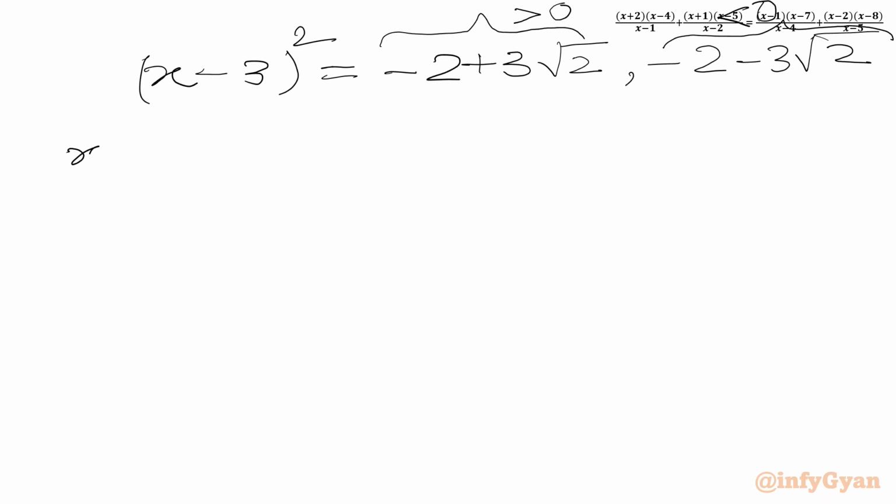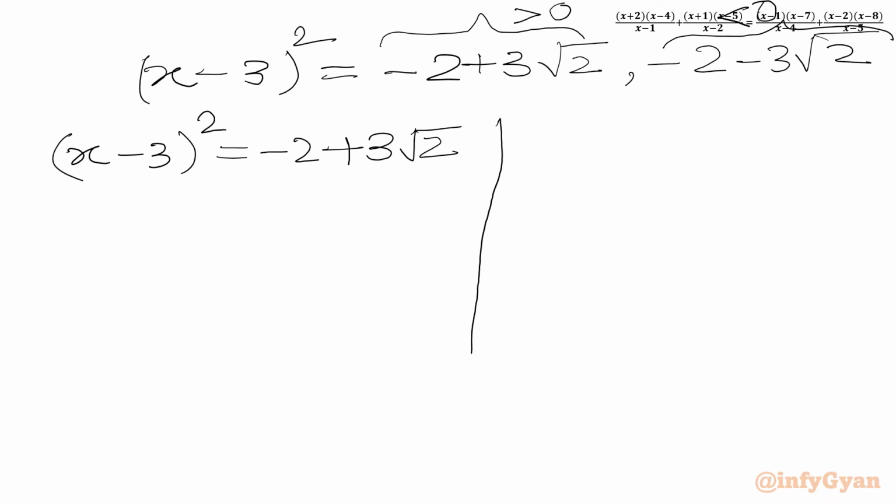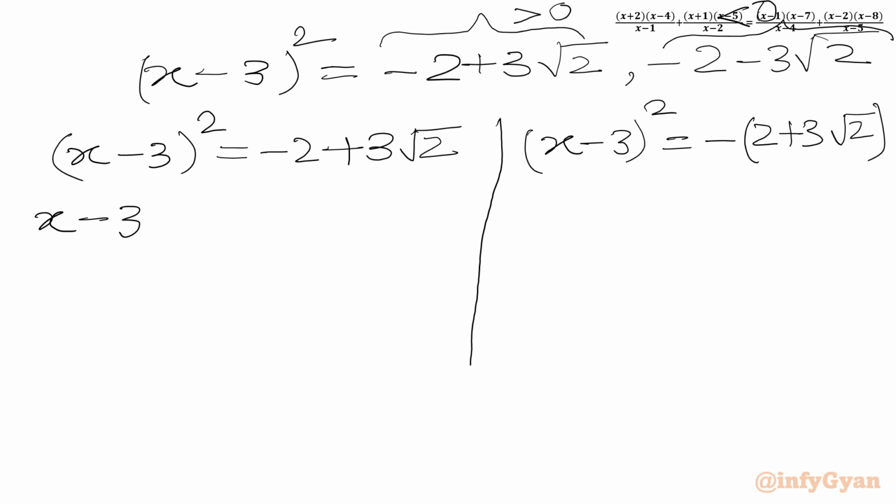So I will write here two equations. (X minus 3) whole square equal to minus 2 plus 3 root 2. And the second equation we can write (x minus 3) whole square equal to, I will take minus common, so in the bracket 2 plus 3 root 2. Now we will take the square root on both sides. We will get x minus 3 equal to plus minus square root of minus 2 plus 3 root 2.